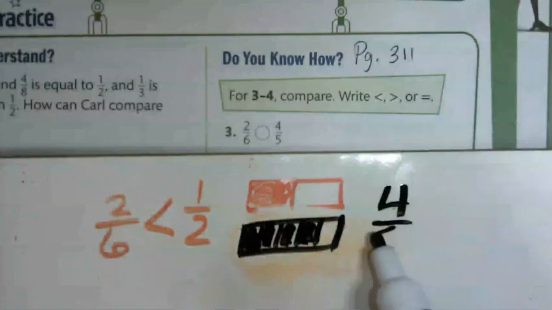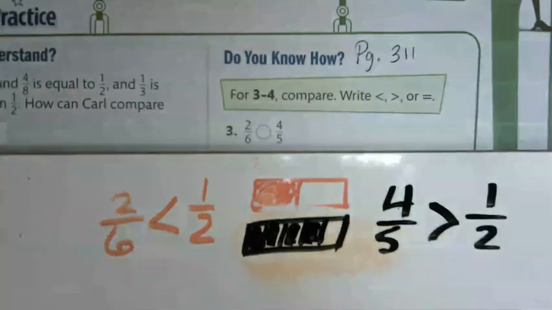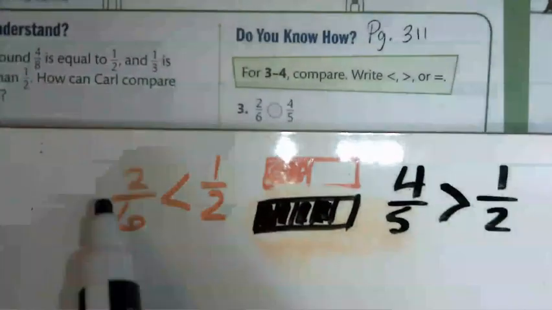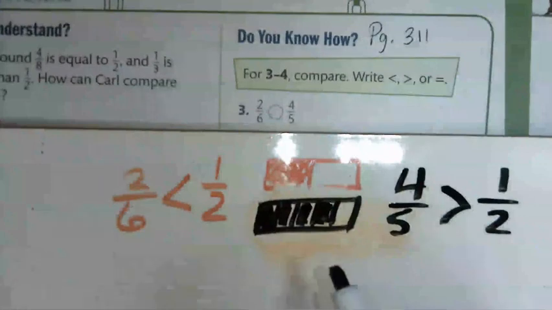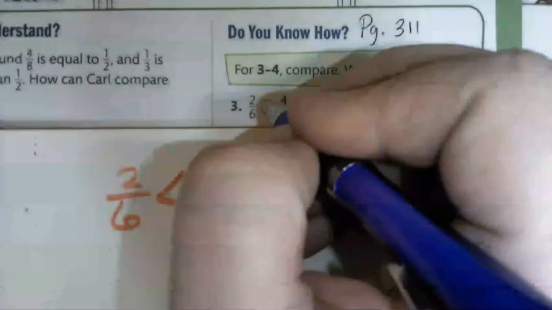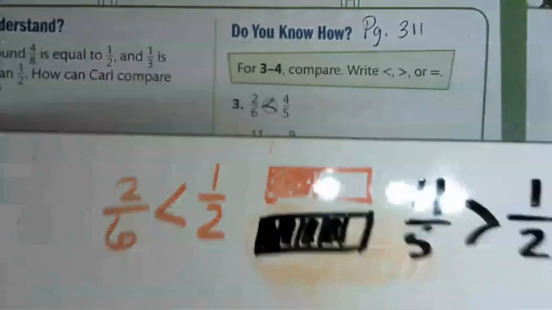4/5 is greater than 1/2. All right. Well, if 4/5 is greater than 1/2 and 2/6 is less than 1/2, you guessed it. We're going to say 2/6 is less than 4/5.